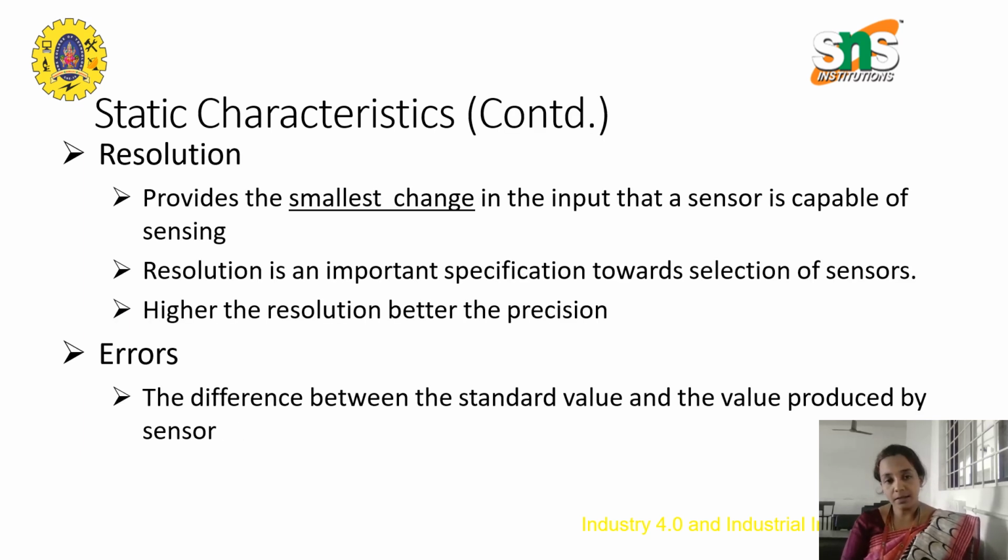The next characteristic is the resolution. Resolution usually provides the smallest change in the input that a sensor is capable of sensing. Resolution is an important specification towards selection of sensors. The higher the resolution, the better the precision. Errors: the difference between the standard value and the value produced by the sensor.